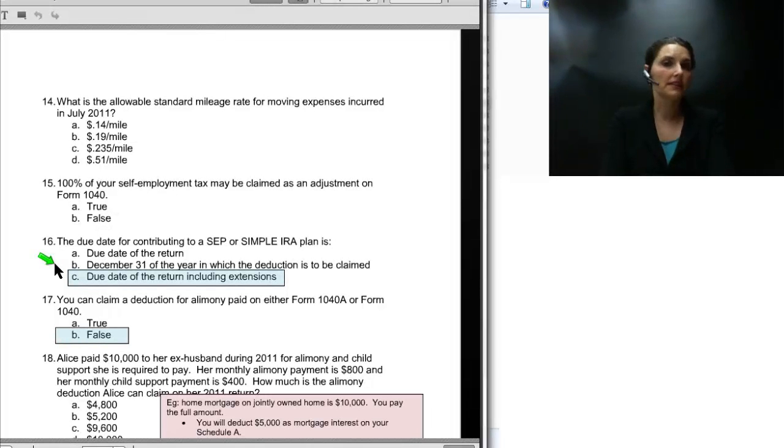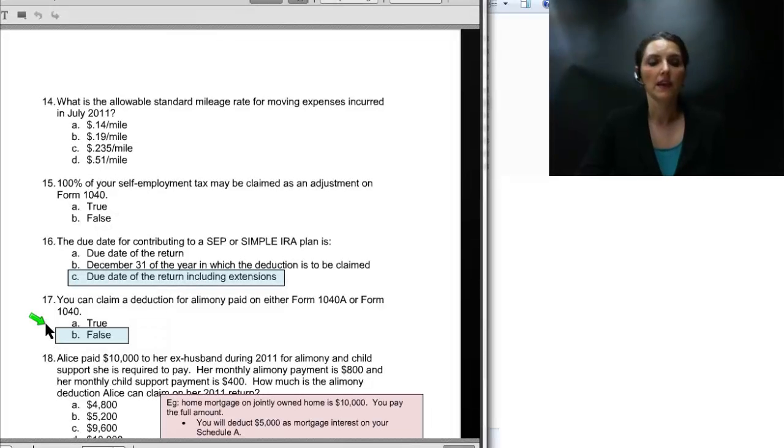But a simple or SEP IRA have different rules, and for SEP and simple IRAs, the due date of the return, including extensions, is the final date at which you can make contributions to these plans. So 16C is the correct answer.